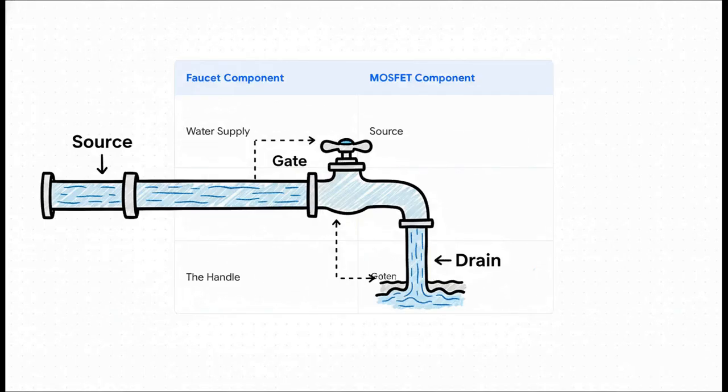So let's break it down. The pipe where the water comes from? In our transistor, that's the source. The spout, where the water pours out, that's the drain. And the handle, the most important part, the thing you turn to control it all, that's our gate. Source, drain, and gate. Remember those three.